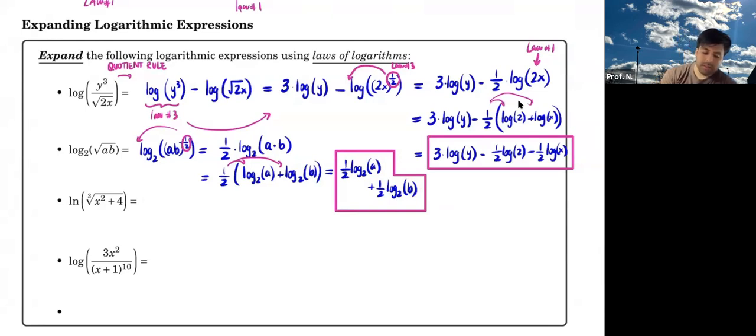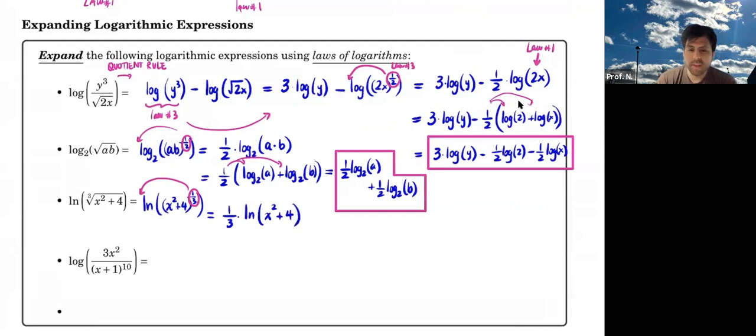Great. Now next, ln of the cube root of x squared plus 4. Again, I have a radical. So because I have a radical, I have to rewrite it using the fractional exponents. So when I do that, I get ln, and I get x squared plus 4. This whole thing is being raised to the 1/3 power. Remember, this is the cube root. So the cube root can be rewritten as raised to the 1/3. So because it's raised to the 1/3, I put the 1/3 in front. And then I get 1/3 times ln of x squared plus 4.